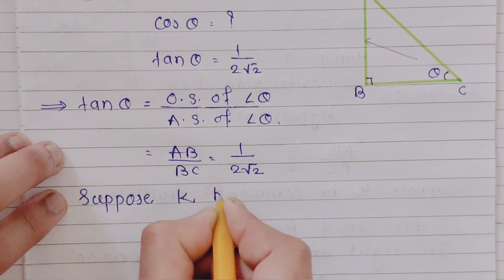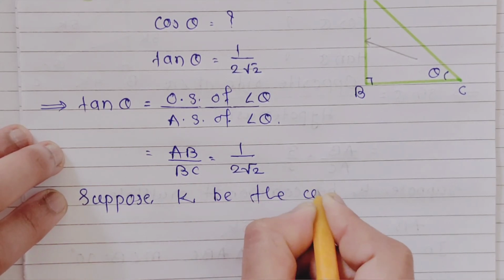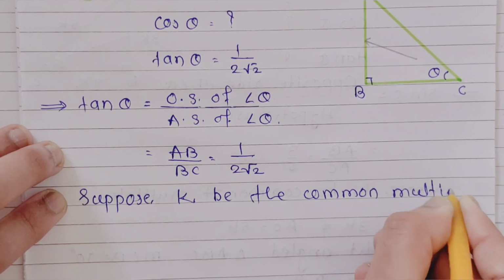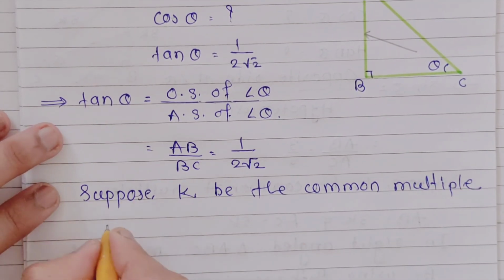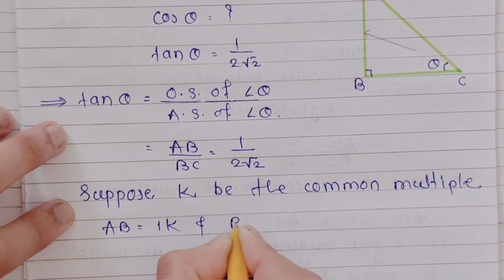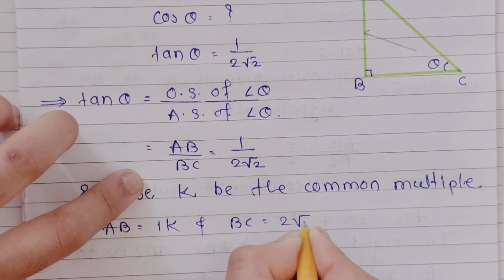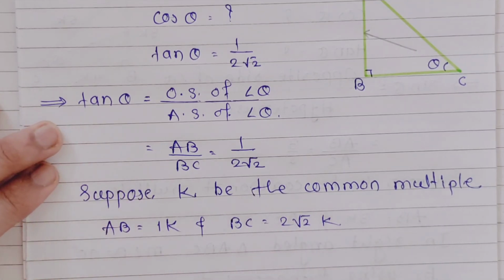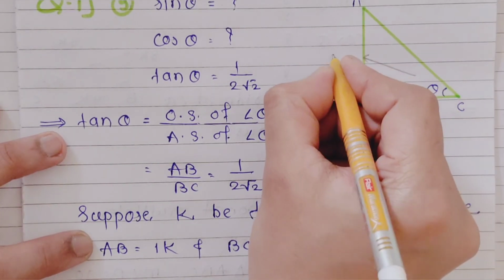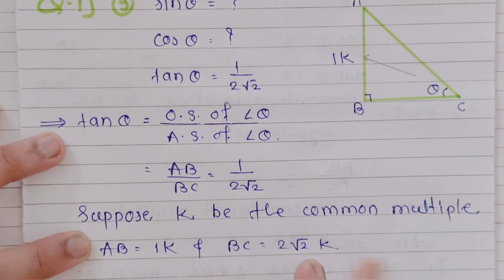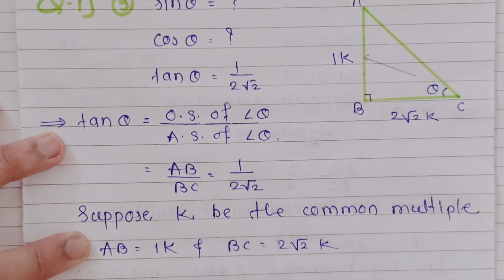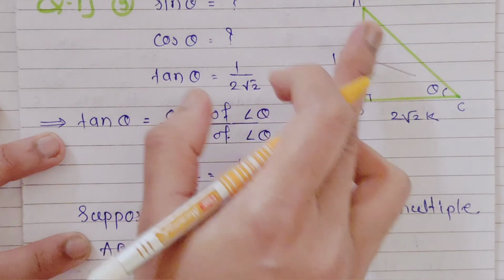So suppose K is a common multiple. So we can write AB is equal to 1K and BC is equal to 2 root 2 K. Is it clear? So let us mention in the figure: AB is equal to 1K, that means perpendicular is 1K, and BC, that means base, is 2 root 2 K. Is it clear? So we have to find the length of the hypotenuse.